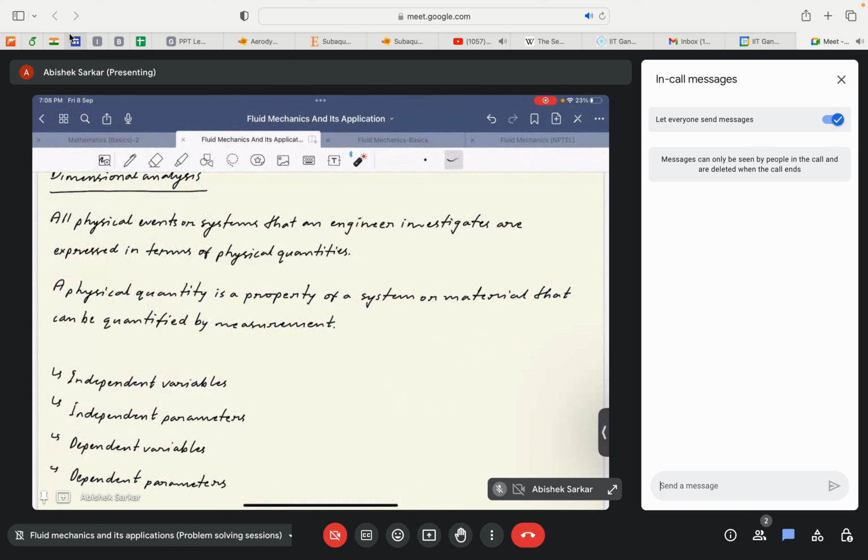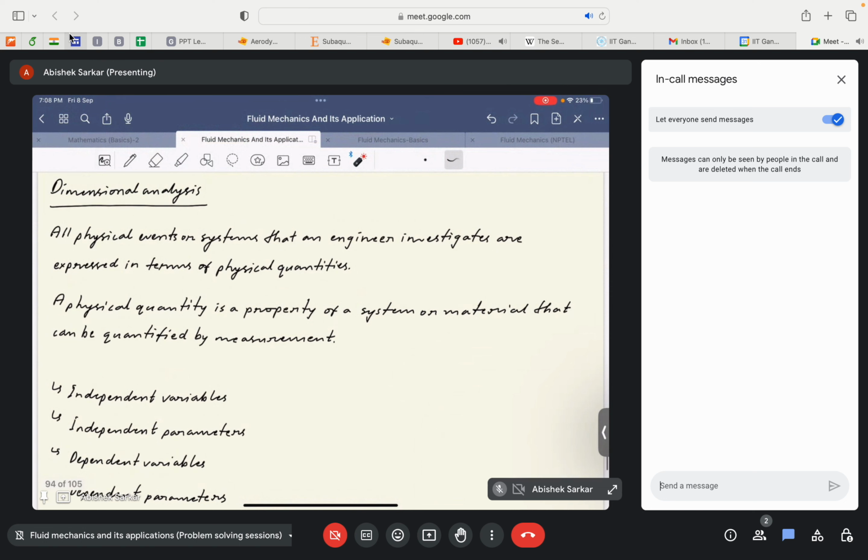So I believe we can start, and let's see what other people join, so they can join in between, and then we can continue. But let's start right now. So dimensional analysis is one of the very important tools in the subject of fluid mechanics.